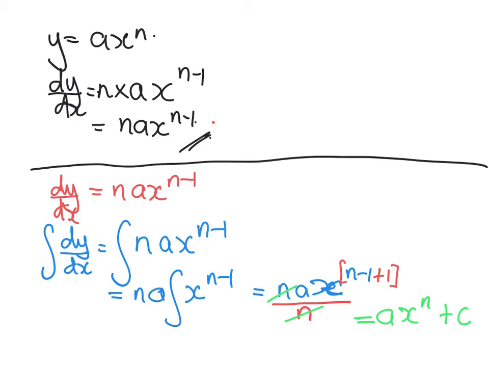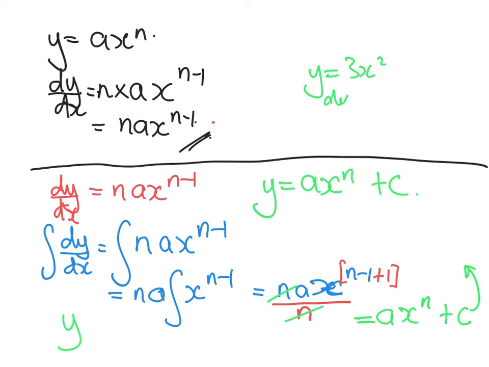Why do I add a constant? Integrating dy/dx will give us y, so I can rewrite here. Our final result is y equals ax to the power of n plus c. Why am I adding plus c? Because when we differentiate, if I have y equals 3x squared, dy/dx we have 6x. That's our final answer.